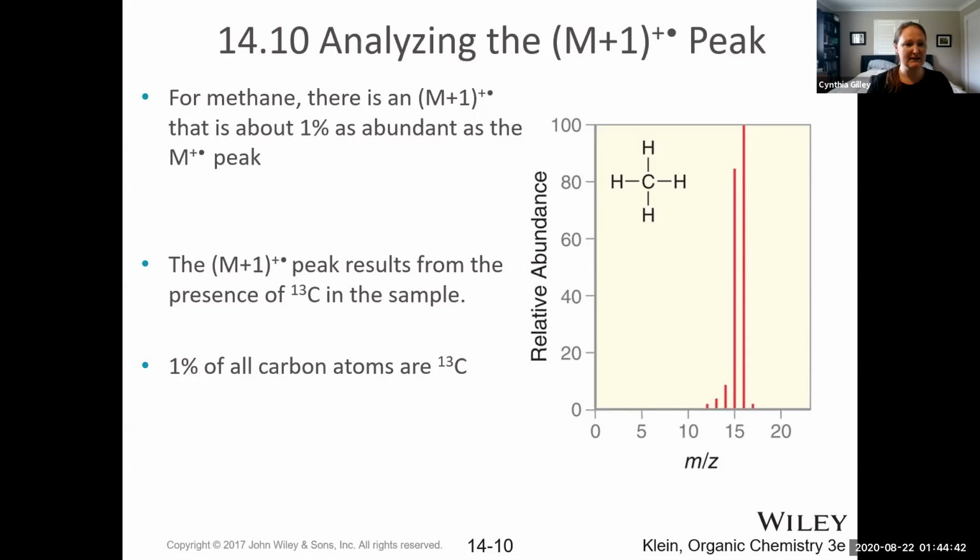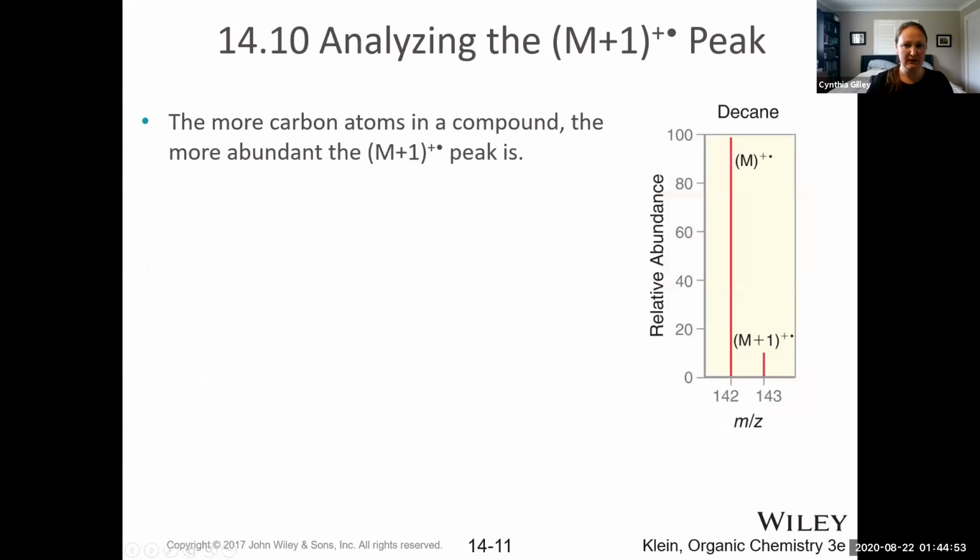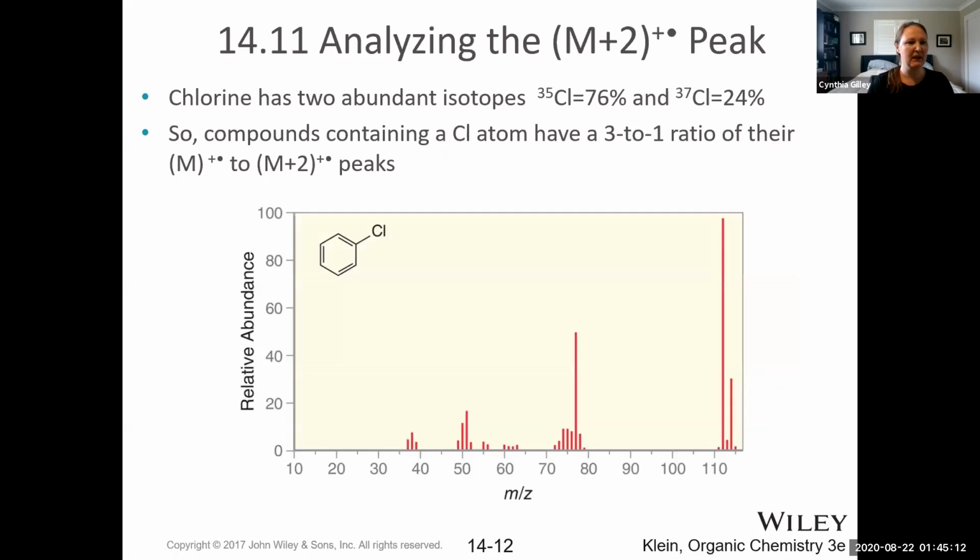Okay, so it's talking about that M+1 peak, right? It is there from carbon 13 in the sample. About 1% of carbons are carbon 13, so usually the peak is pretty small. But with more carbons, for example for decane, when you see the molecular ion for decane, the M+1 peak is much higher, because now with 10 carbons, the likelihood that at least one of the carbons in the molecule is carbon 13 is 10-fold more probable than with methane.